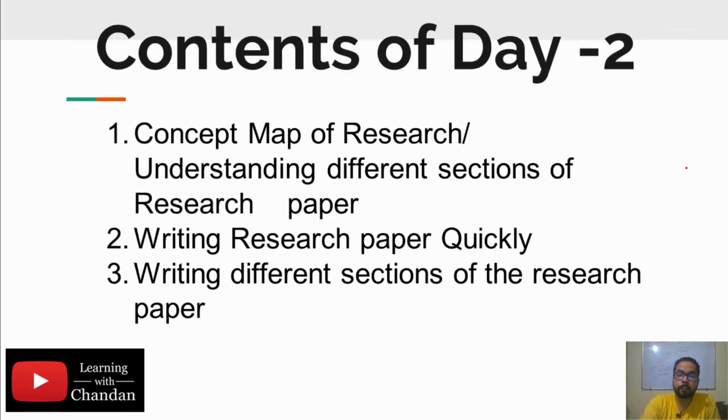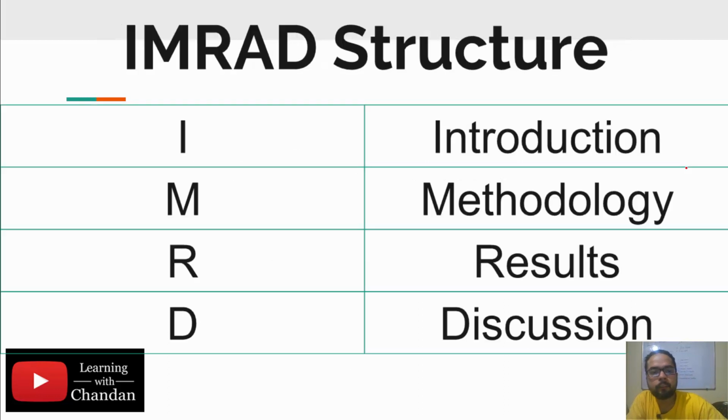So first we will try to understand the different sections of a research paper. Then I will give you a shortcut method by which you can write a research paper very fast. And then we will try to understand each section of the research paper, like what we have to write in that and how we have to take up that section. So let's start today's session.